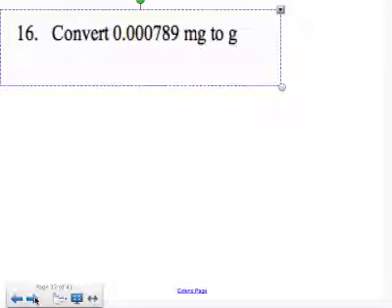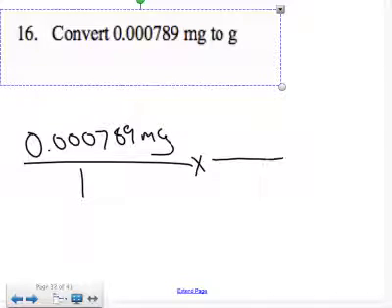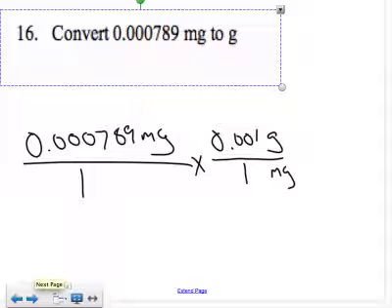Number 16. Convert 0.000789 milligrams to grams. Dimensional analysis again. 0.000789 milligrams over 1 times converting to grams from milligrams. 1 milligram is 0.001 grams.